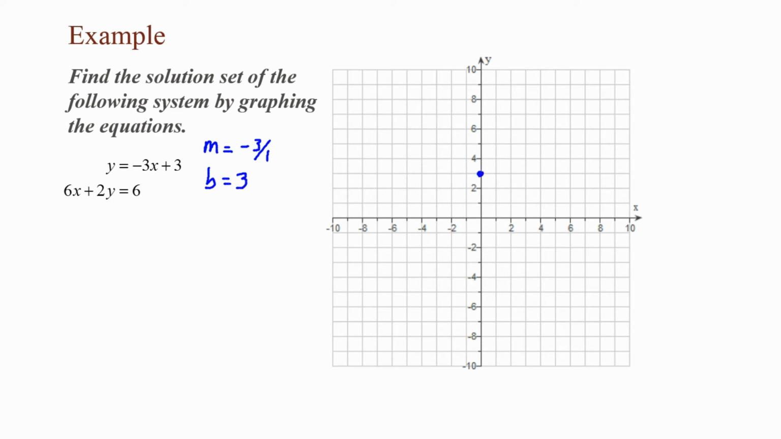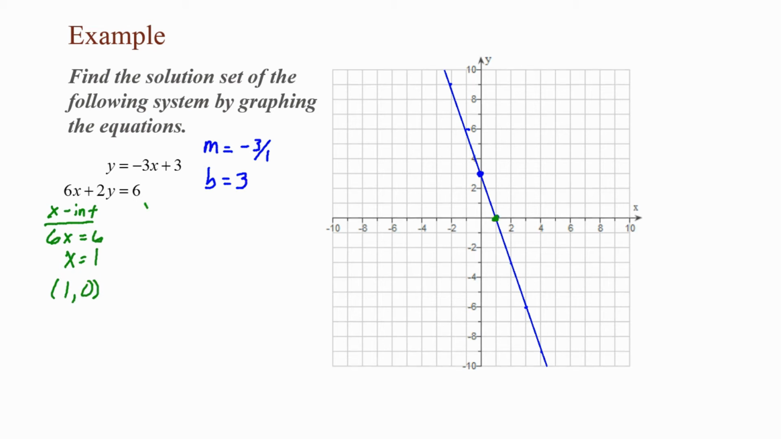Plot 3 on my y-axis, then I go down 3 and over 1, and I do this as many times as I need to graph my equation. Now that I have my first equation graphed, I'm ready to graph my second equation. Finding my x-intercept, that means my y is 0, 6x equals 6, x equals 1, so I have the point 1, 0.